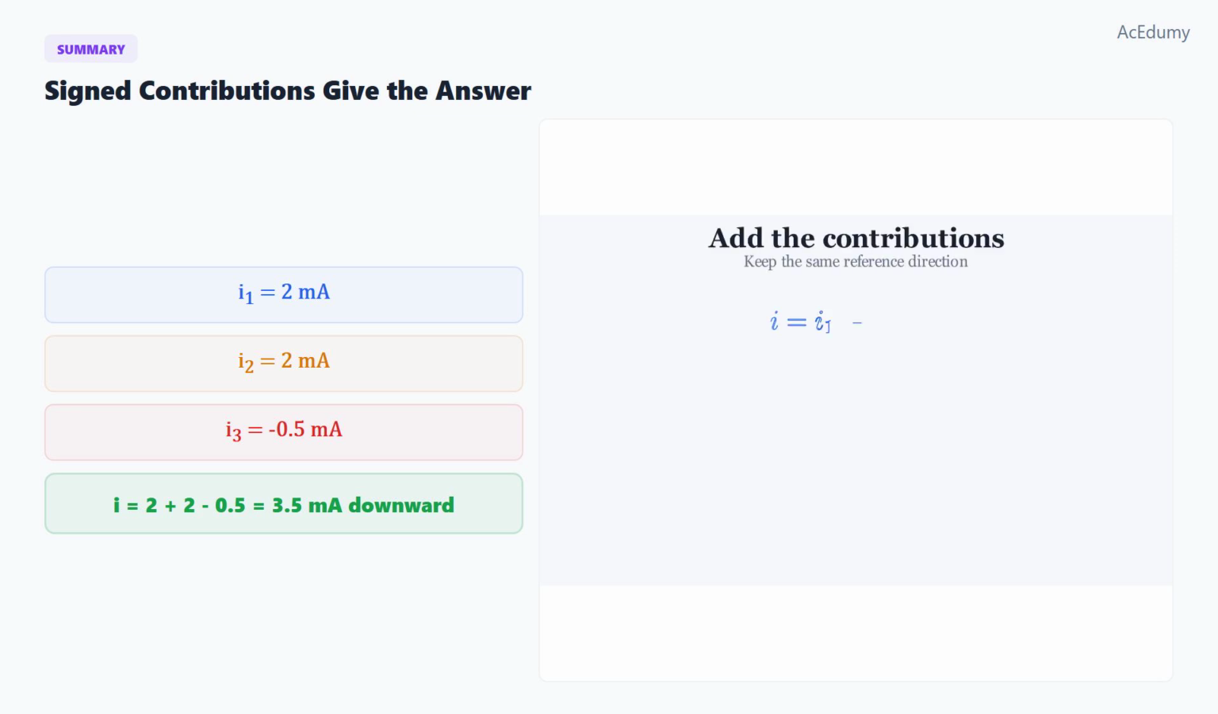Now add the three contributions with signs. The total current is 2 milliamps plus 2 milliamps minus 0.5 milliamps. Therefore, the requested current is 3.5 milliamps downward. The important habit is to keep the reference direction fixed from the beginning. A negative contribution is not a mistake. It simply means that source pushes current opposite to the chosen reference.